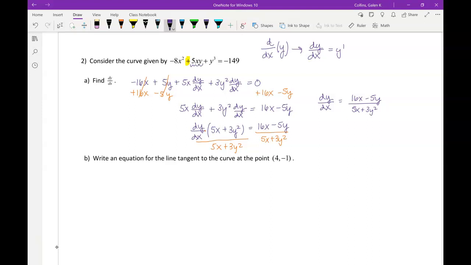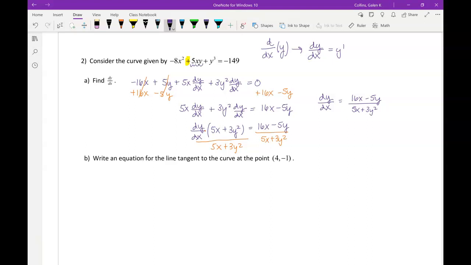I also just want to point out that there is nothing that we could simplify in our derivative there. I cannot divide out 5s. I can't divide y's. I can't divide x's. That is because both the numerator and the denominator are two separate terms, and neither expression on top or bottom has any GCF that I could factor out, so we leave it.